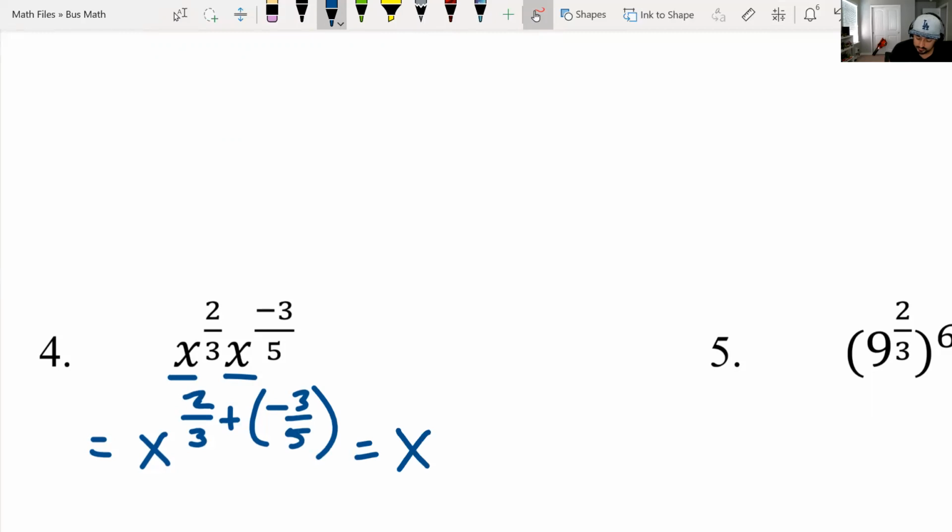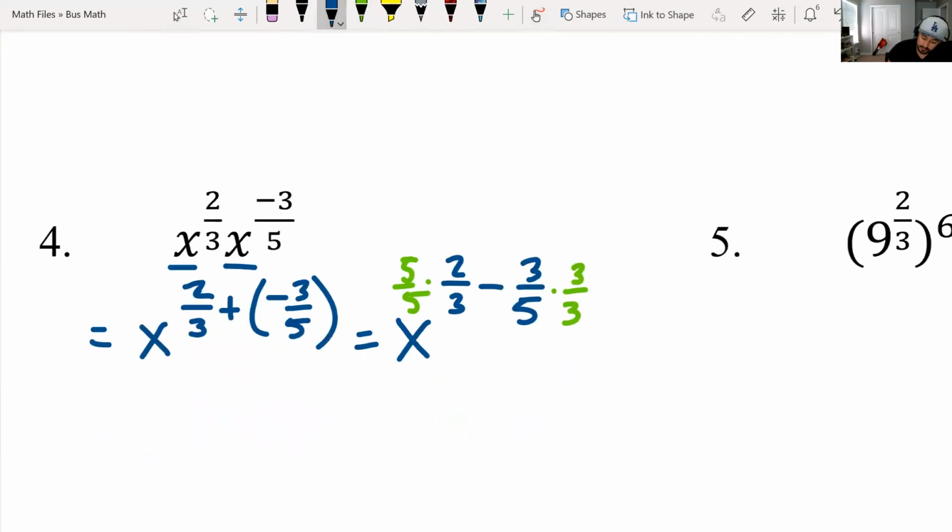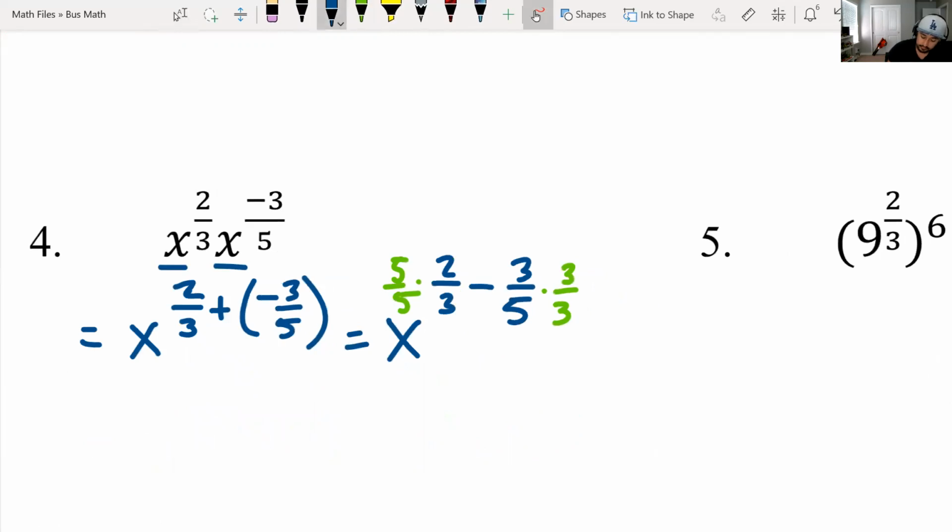which becomes x to the 2/3 minus 3/5. Now we need to put these fractions together, so we need a common denominator. And what is the common denominator between 3 and 5? If you said 15, that is correct. Which means I need to multiply this fraction by 3 over 3, and I need to multiply this fraction by 5 over 5, right? Which means we get 10/15 minus 9 over 15.